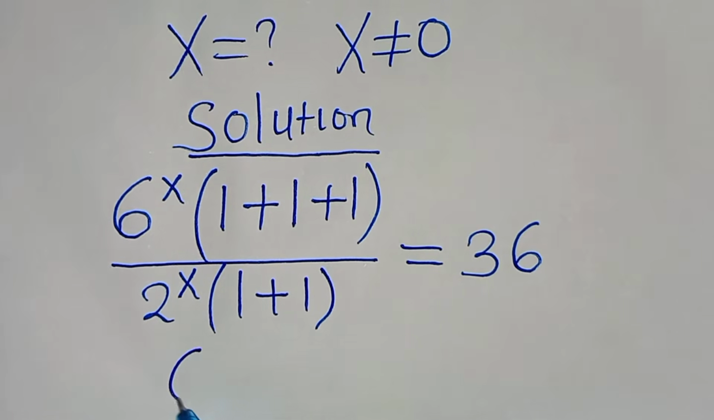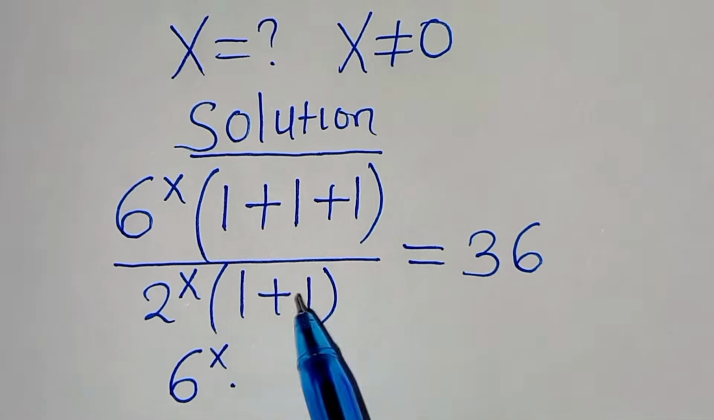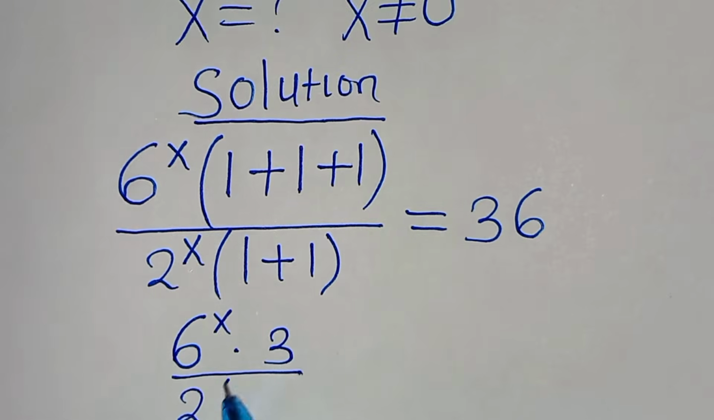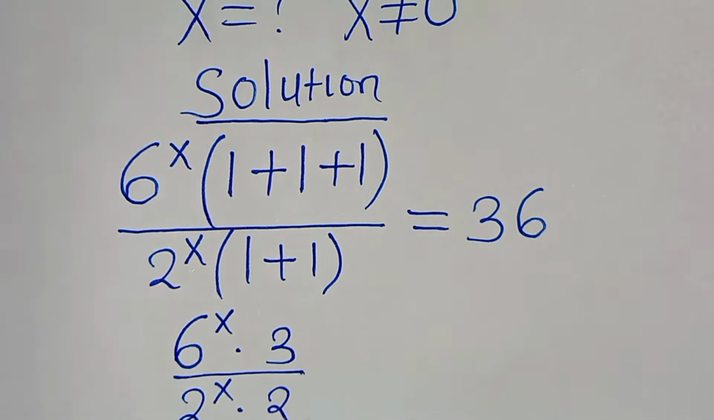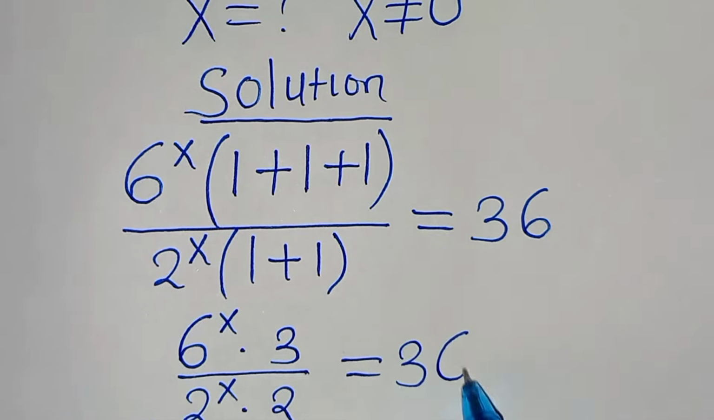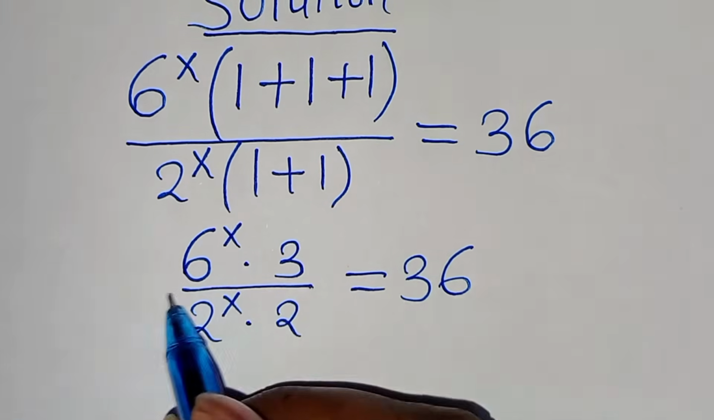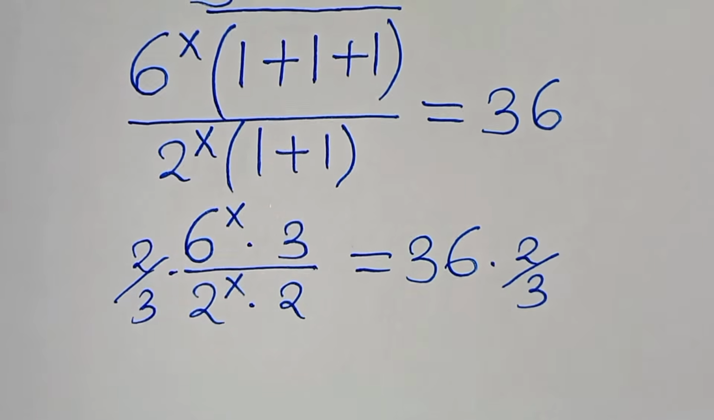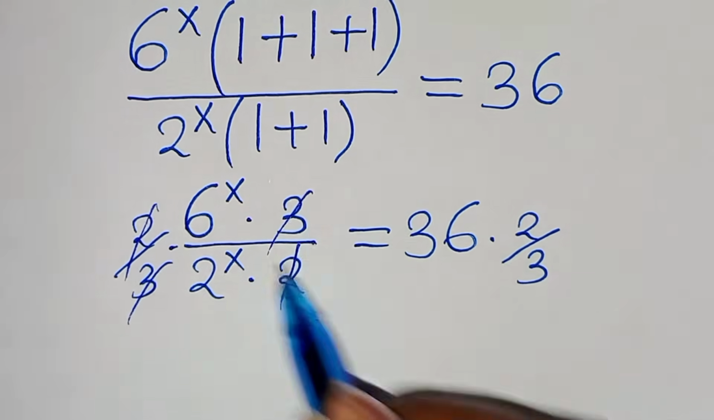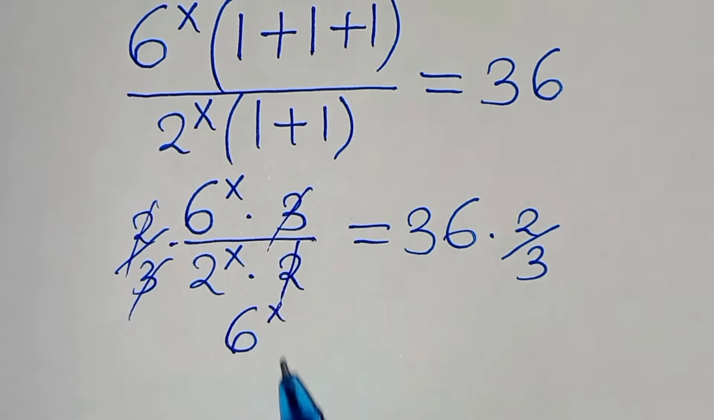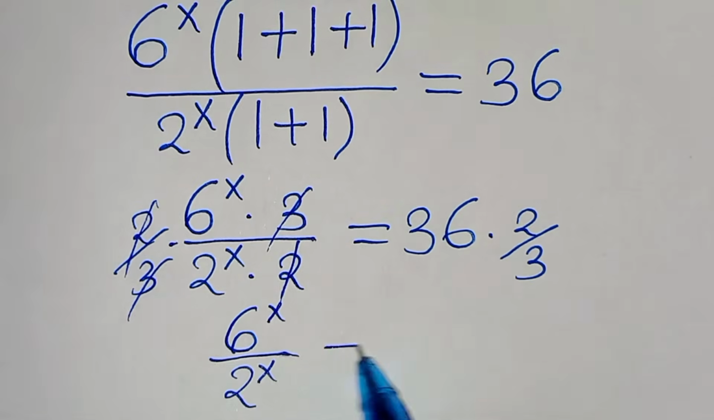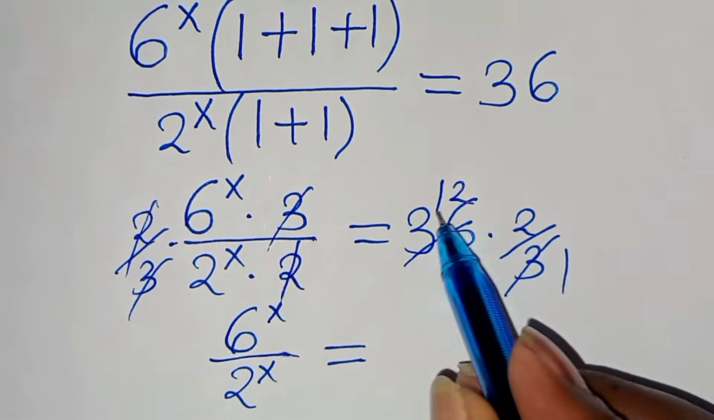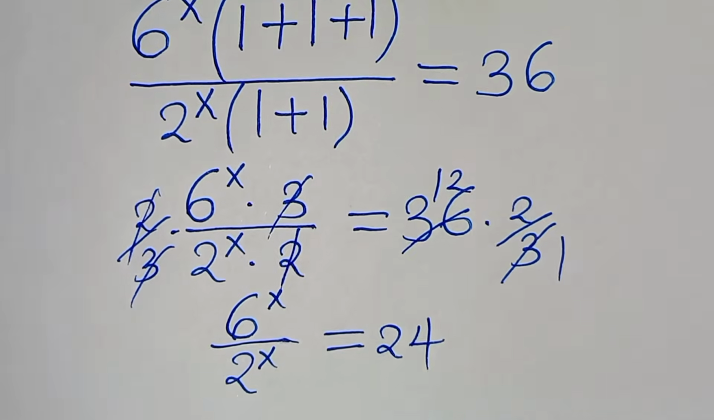So we have in the numerator 6 to the power of x multiplying by 1 plus 1 plus 1, this is 3, divided by 2 to the power of x times 1 plus 1, which is equal to 2, this is equal to 36. The next step is to multiply both sides by 2 over 3. Now we simplify here, so that now we have 6 to the power of x divided by 2 to the power of x. This is equal to 36 divided by 3. This is the same thing as 12. Then 12 times 2, this is equal to 24.